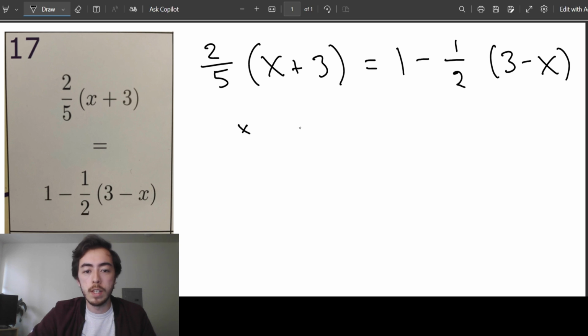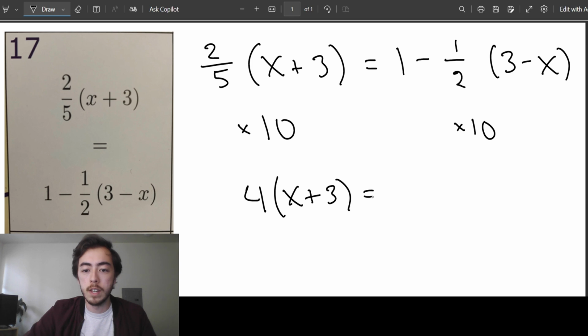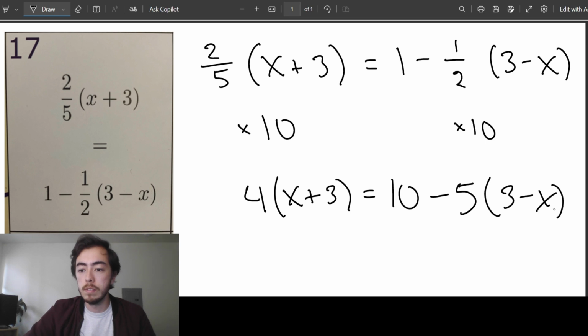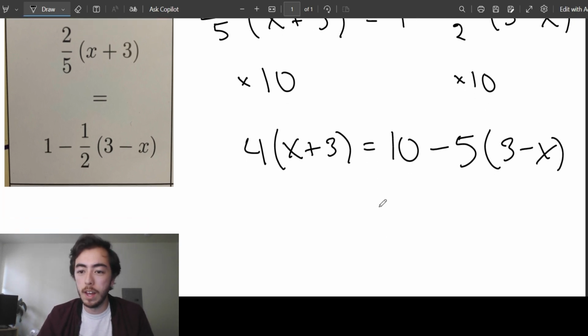So I'll multiply the left side by 10 and the right side by 10. So I can do 2/5 times 10. That's going to be 20/5 or 4. So I'll have 4 times x plus 3 on the left side. And then I'll distribute this times 10 to the first term and also the second term by just doing 1/2 times 10, which is 5. Okay, cool. No more fractions. Makes it a little bit easier for me.